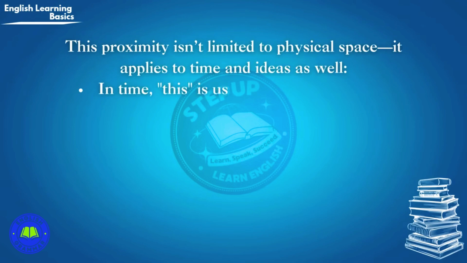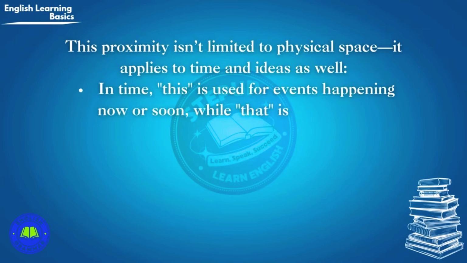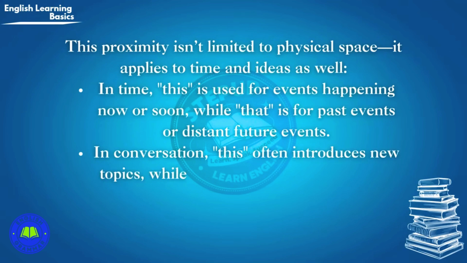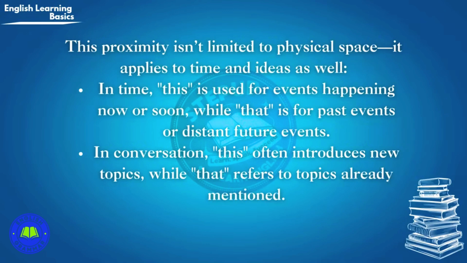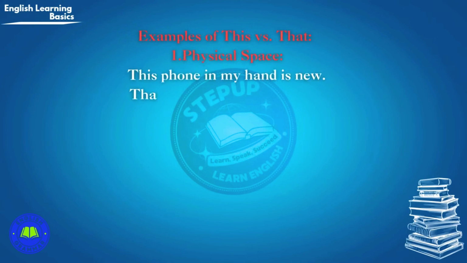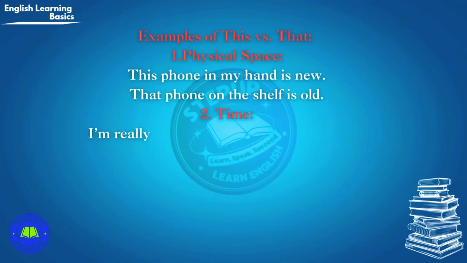In time, this is used for events happening now or soon, while that is for past events or distant future events. In conversation, this often introduces new topics, while that refers to topics already mentioned. Examples of this versus that. 1. Physical space. This phone in my hand is new. That phone on the shelf is old.